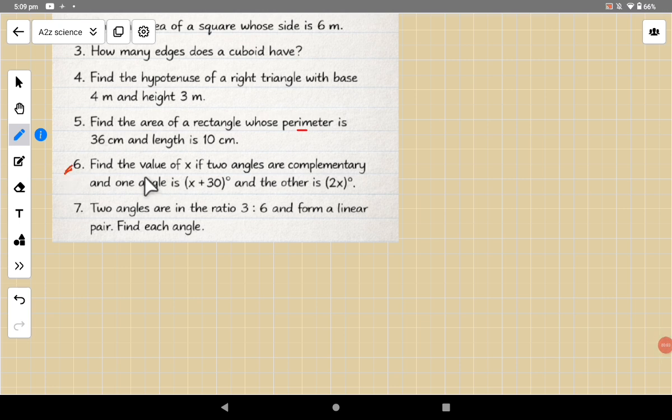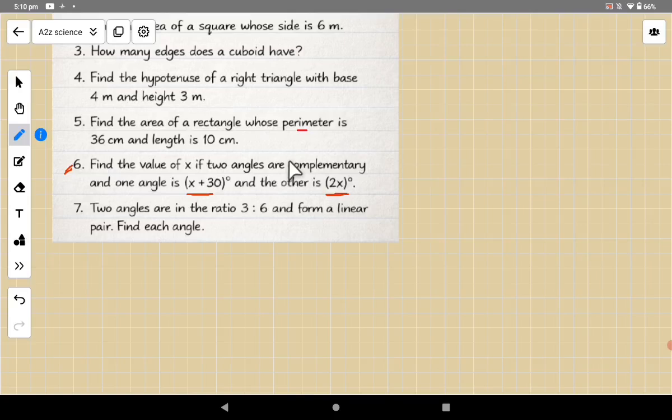Let's solve question number 6. Find the value of x if two angles are complementary and one angle is x plus 30 degrees and the other is 2x degrees. See what is given here.